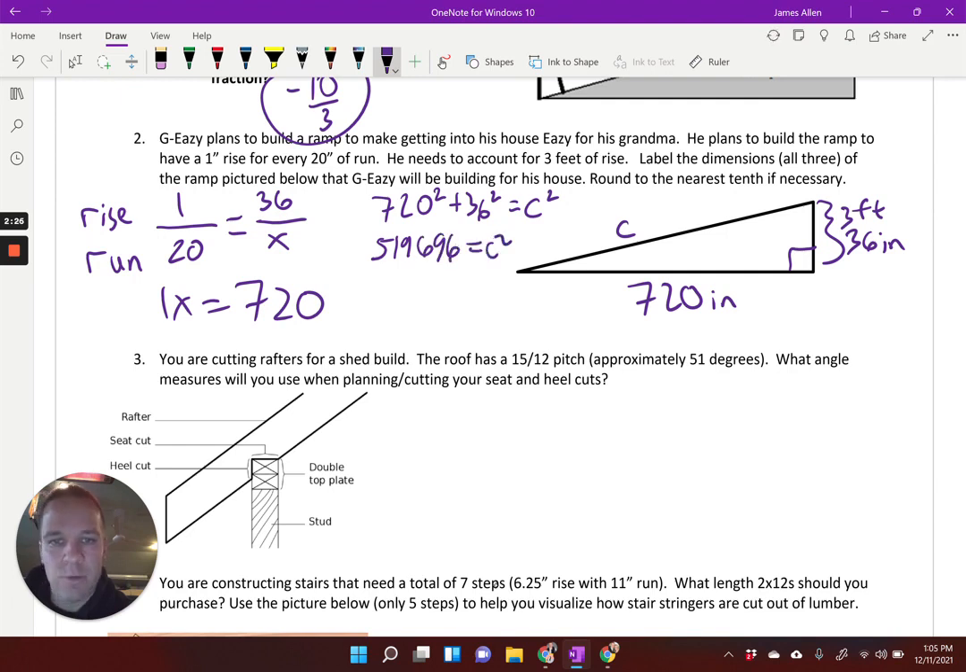519,696 equals C squared. Take a square root on both sides to get rid of that exponent. And I'm going to get C is equal to 720.899. So we'll say 720.9 inches. We got all 3. We're good to go. I love it. Fantastic. That's all I needed.